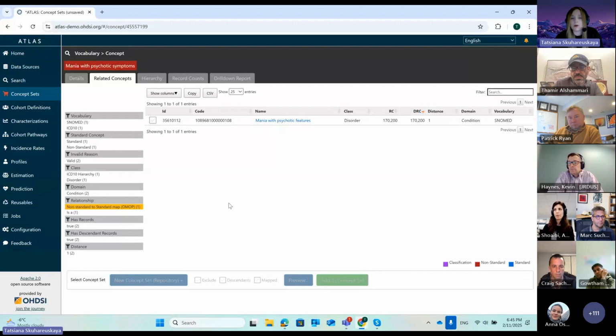So here we have our brand new standard mania with psychotic features concept. We can tick it and add it to our concept set with descendants. So let's do that. However, I want to stay on this page for a bit because actually I have a question. Why didn't we have it in our concept set to begin with?